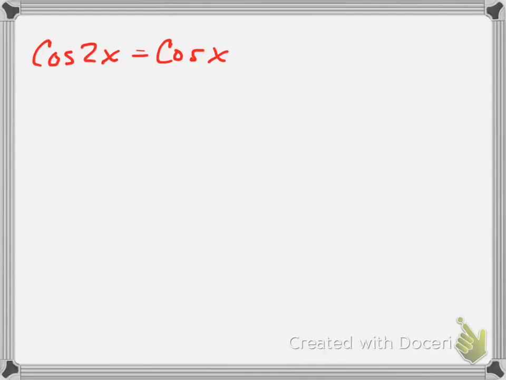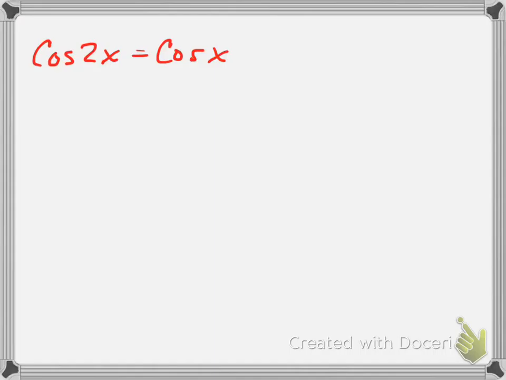In this example, we have a huge problem. And the problem is the angles are different. So we have a cosine 2x equals a cosine x. Right now we have apples and oranges going on, which can't happen. So we have to do something that gets us apples and apples. We have to make a change in the problem so we don't have a 2x on one side and an x on the other.